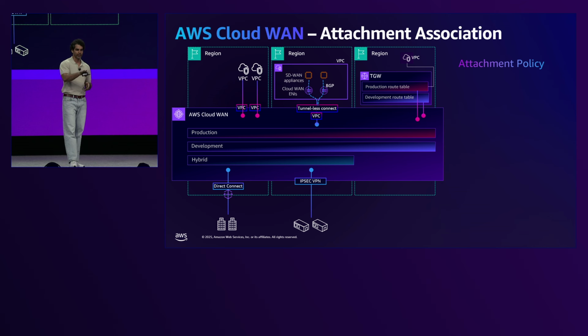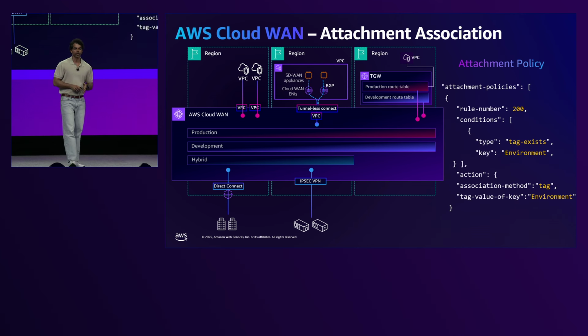Now, once you have everything attached to the Cloud WAN, you still cannot route between them, and they are not associated with any routing boundaries or segments yet. That's where attachment policy comes in. So I write an attachment policy where I am saying, look at the tags of the attachments, and then use that information to automatically associate them to the right routing segment. So once you do that, tags are looked at, and they're associated to the right segments.